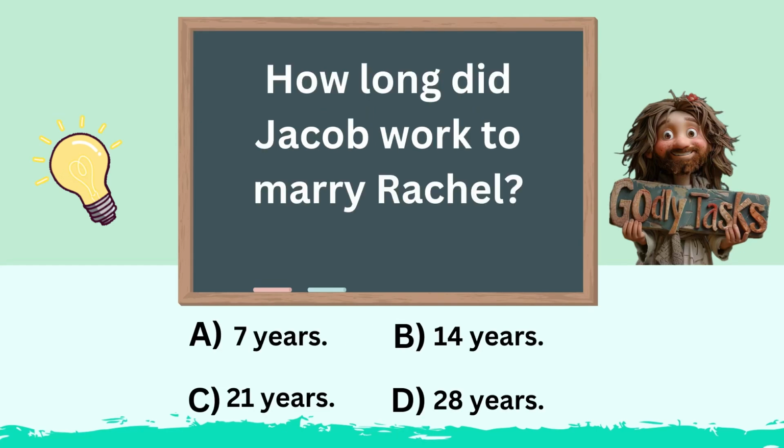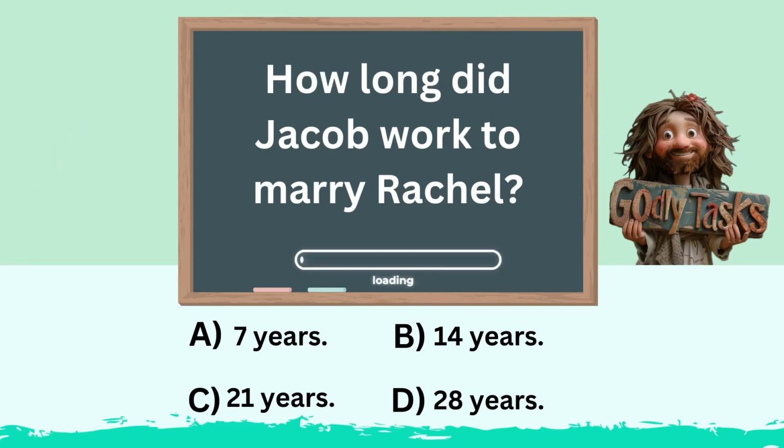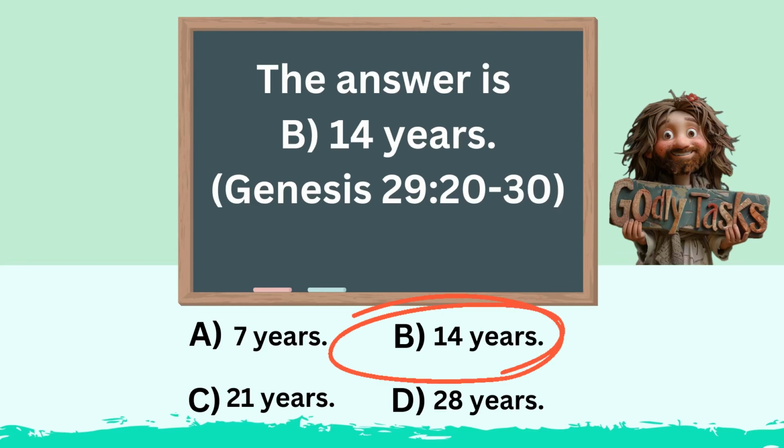Question 31. How long did Jacob work to marry Rachel? A. 7 years. B. 14 years. C. 21 years. D. 28 years. The answer is B. 14 years, Genesis 29:20-30.